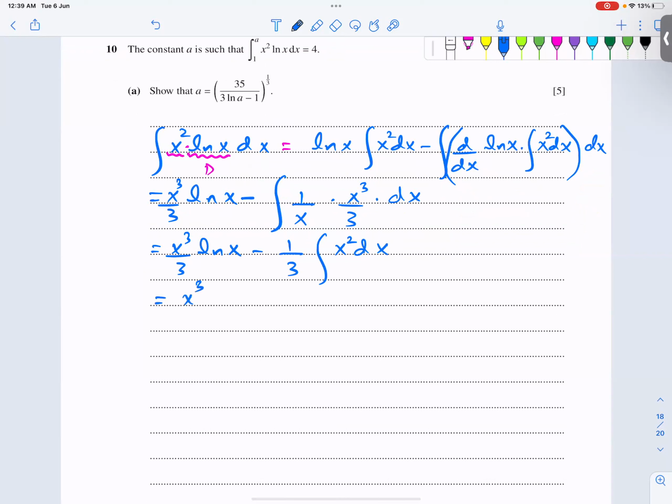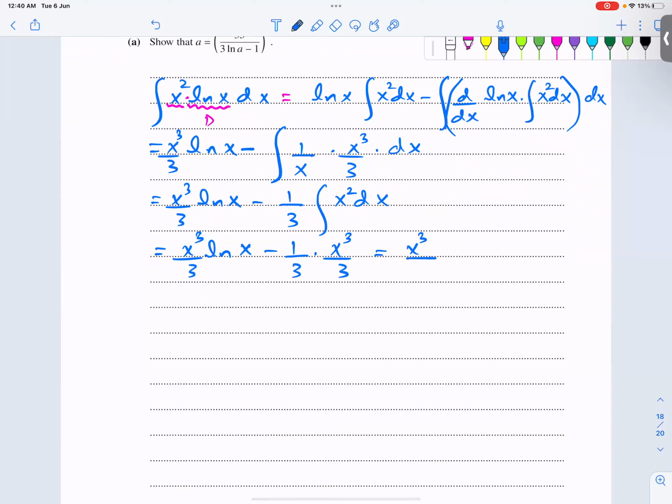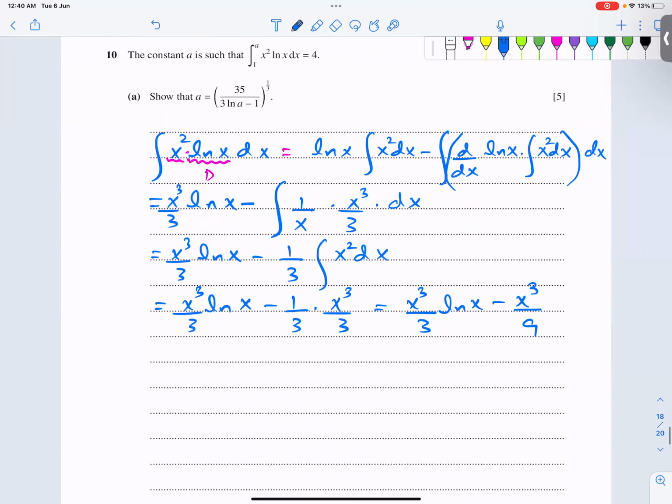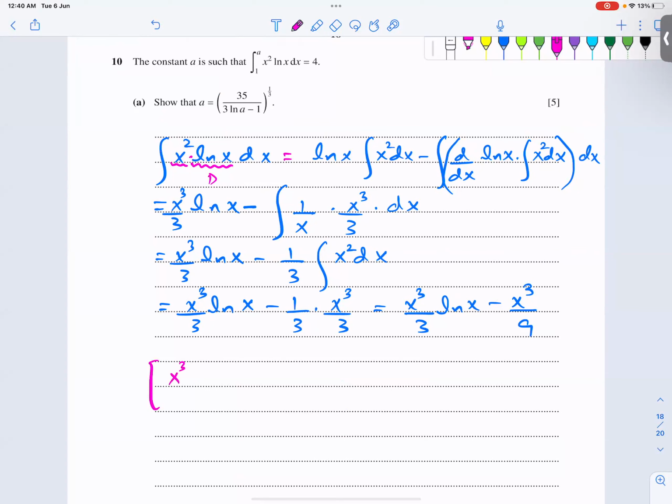Now apply the integral on x square. This will become x cube over 3. Okay. So this will be x cube over 3 ln of x minus x cube over 9. This is the integration without limits. Okay. Now I will take the limits on both sides and equate the answer equals to 4. Now x cube over 3 ln of x minus x cube over 9, from 1 to a, is equal to 4.